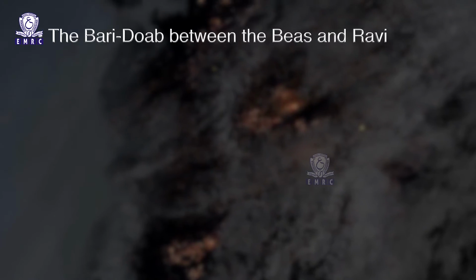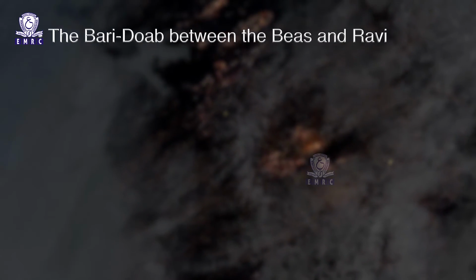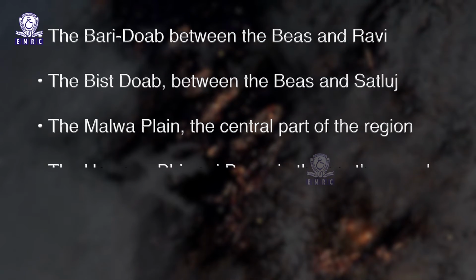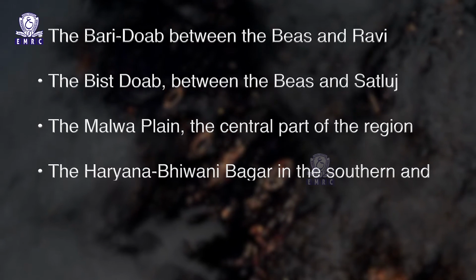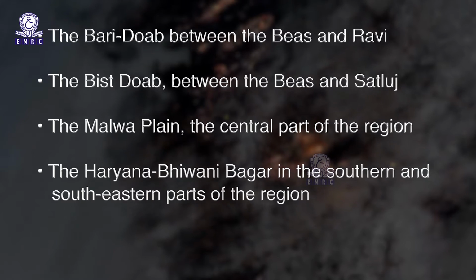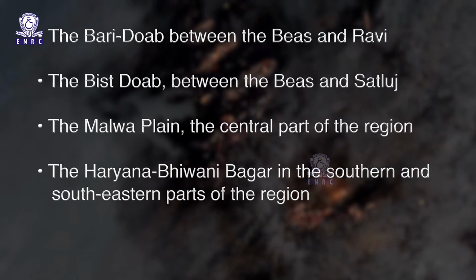The Punjab-Haryana plains may be divided into the Bari Doab between the Beas and the Ravi, the Bist Doab between Beas and Satluj, the Malwa plain, the central part of the region, and the Haryana Bhiwani Bagar in the southern and southeast parts of the region.